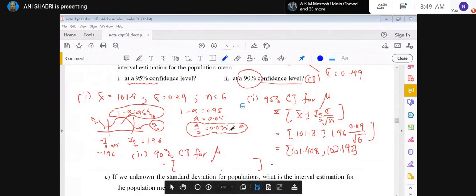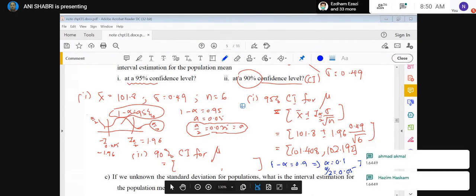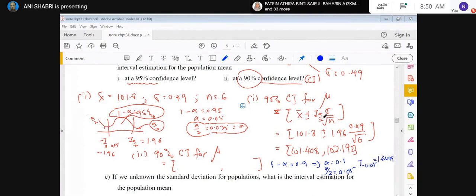Okay, for 90%, 1 minus alpha is equal to 0.9. From here we get alpha is 0.1. Alpha must be divided by 2, so we get 0.05. What is the value of Z? From the table, alpha 0.05, the value is 1.6449. Try calculate, the formula is the same, just change the alpha.